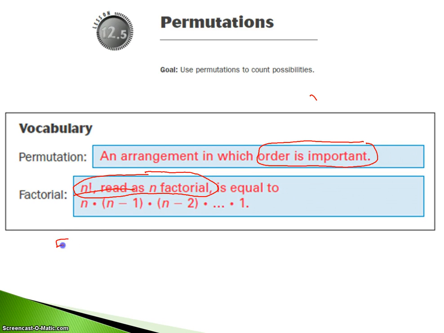So an example of a factorial is like 5 factorial, and you would do 5 times 4, that's 5 minus 1, times 3 times 2 times 1. And you just multiply all those together.